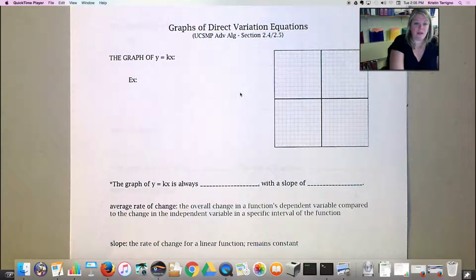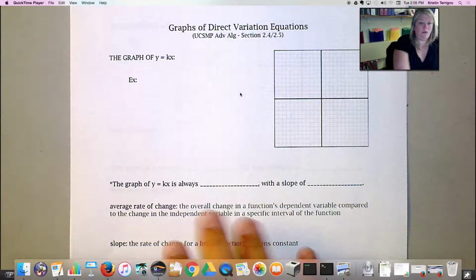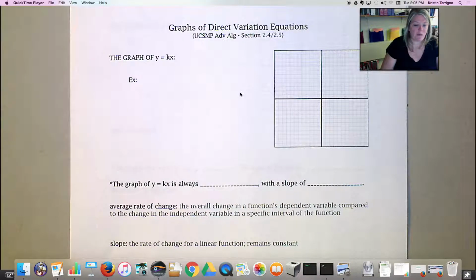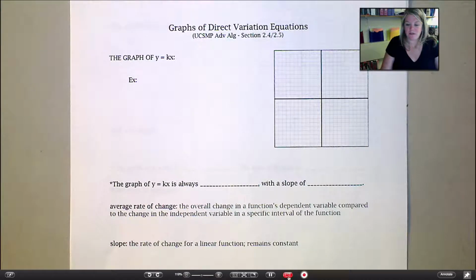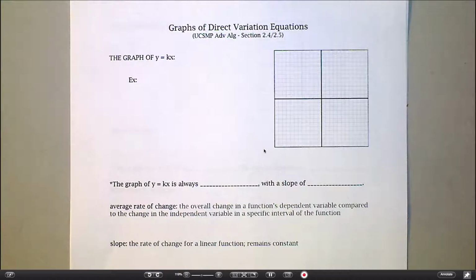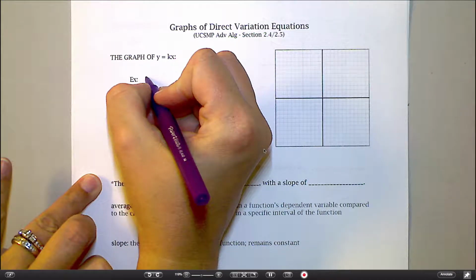This is in your notes packet, and we're going to do one example where we actually do plot it point by point, but then from there on out we kind of want to talk more in general. Okay, so let me get rid of my face. There we go. Okay, so let's say I give you the function y equals 3x.